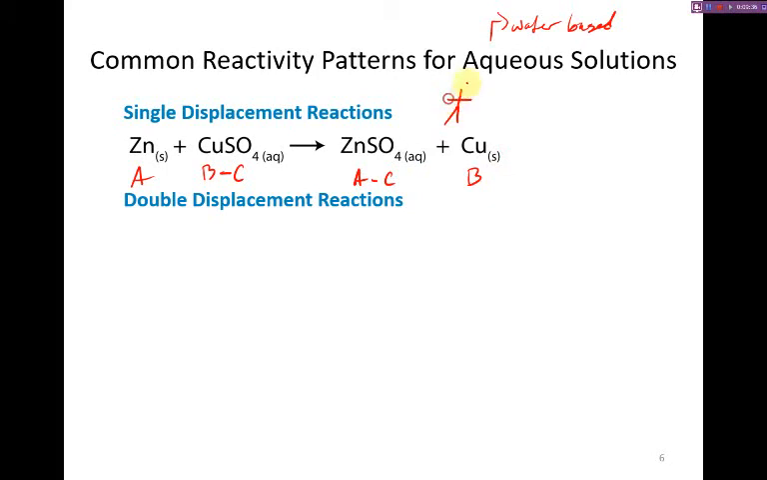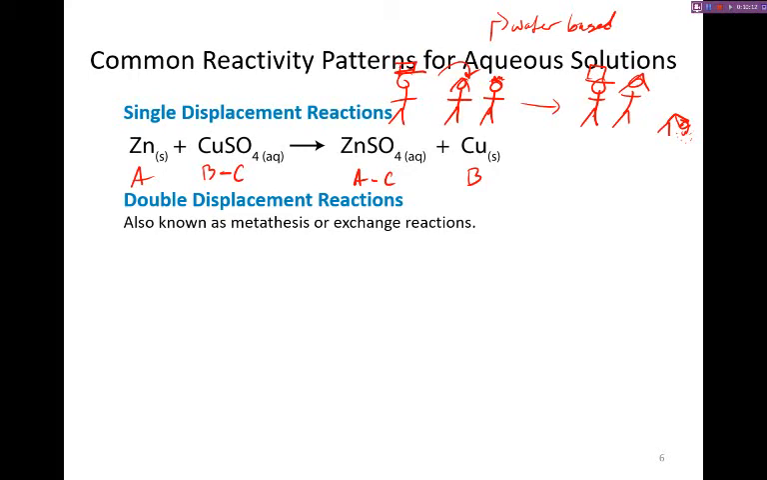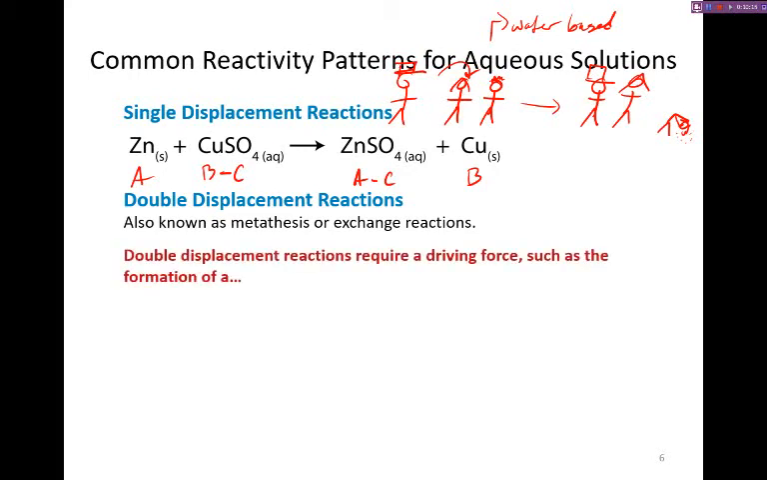This is kind of like you have two people going out on a date. Random person with a hat comes along. We got a girl and a boy. And the random person comes, breaks them apart. He runs off with the girl and the boy is left crying. That's a single displacement.